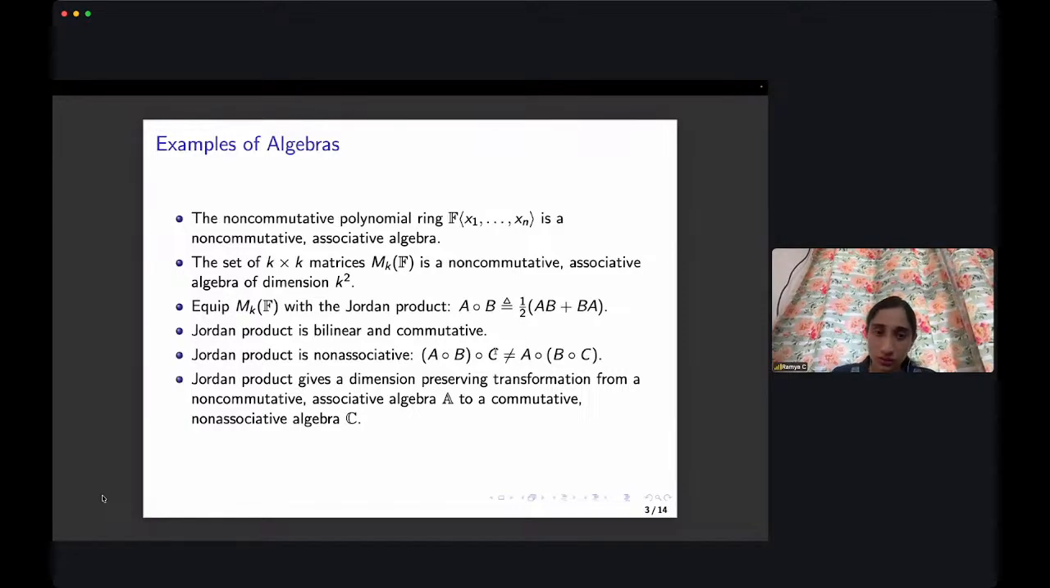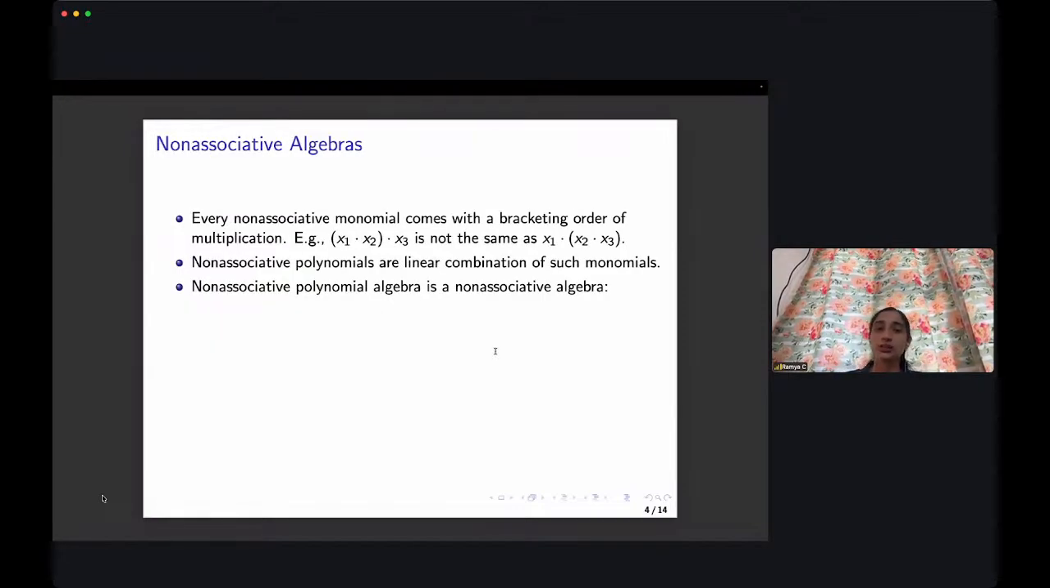Okay. So moving forward, let's talk about non-associative polynomials, which will be the central theme of this talk. You can think of non-associative monomials as monomials that come with some sort of bracketing structure for the multiplication. For example, here are two monomials: x1, x2 is first multiplied, and then you multiply that product with x3. And in the other monomial, you first multiply x2, x3, and then multiply the product with x1.